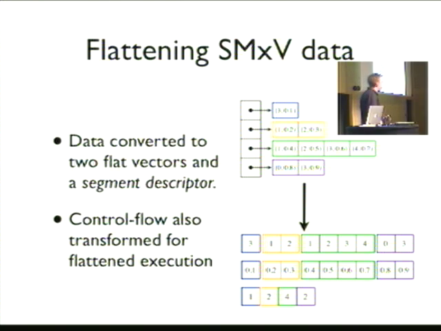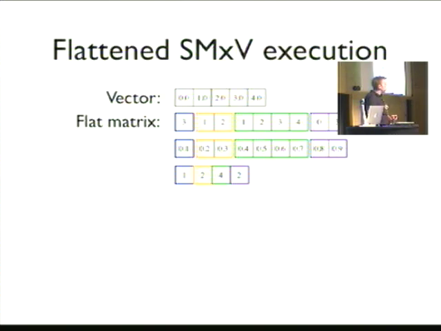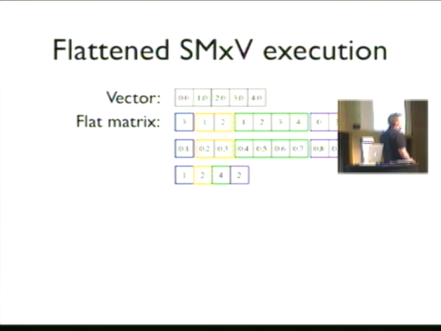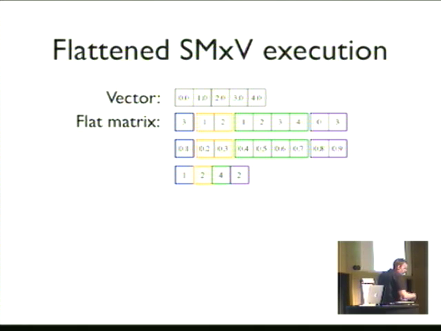Now, the control flow is also transformed. I'm not going to talk in detail about how that happens, because that's a long discussion. But I will go through how this executes on the processor. So I've added a vector here whose elements are just the floating point values corresponding to their indices to make the math nice and easy.